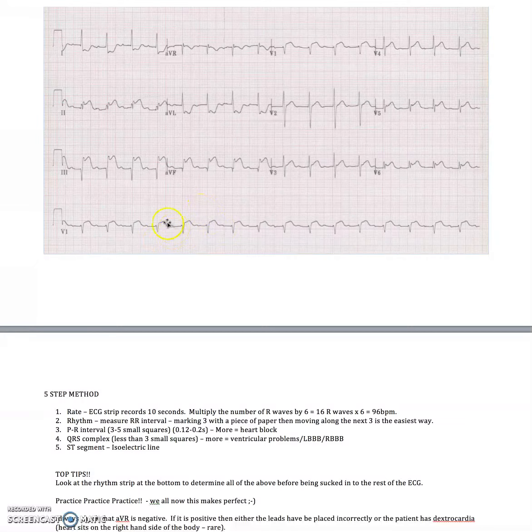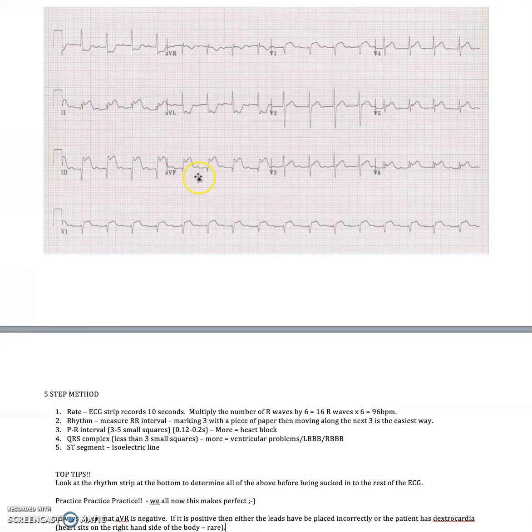So we've got lead 2, 3, AVF. These 3 leads here, these group together and these look at the inferior aspect of your heart. Good way to remember this is that looks like an I, and there's an F there. And there's I and F in inferior. Okay, so these are grouped together.